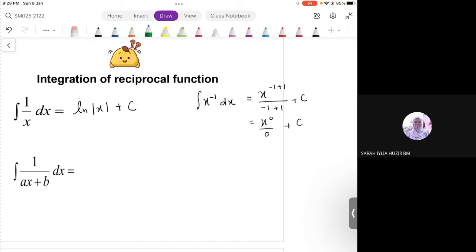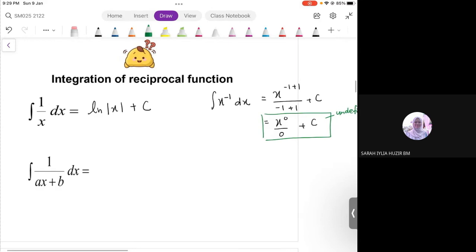Dia dah jadi undefined answer because we have 0 as our denominator. Dah tak logik kat situ. Sebab itulah bila kuasa melibatkan -1, tak boleh pakai basic rule. You have to remember this special case. You will get ln as our final answer. Okay, itu kalau 1 over x.